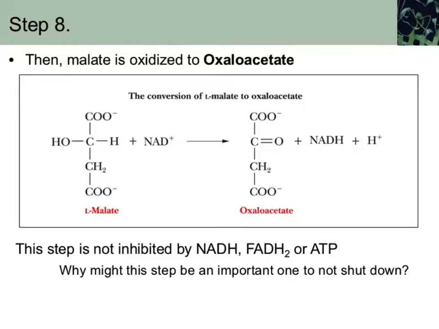Okay. But before we get there, we've got a note at the bottom. This step is not inhibited by NADH, FADH2, or ATP. Why did we have inhibition? To stop, usually because we have too much of something. We have too much of what, typically? Energy. So we're trying to shut down the citric acid cycle because it produces energy.